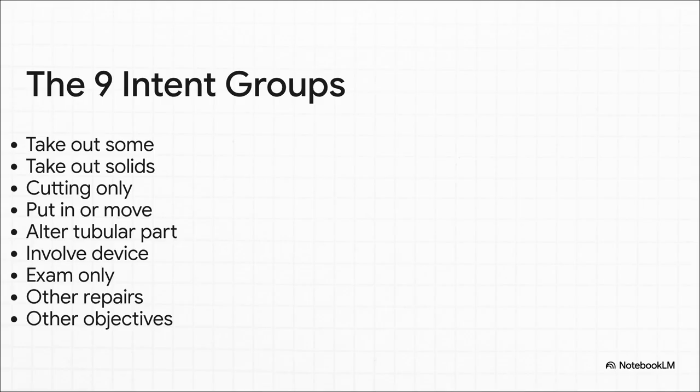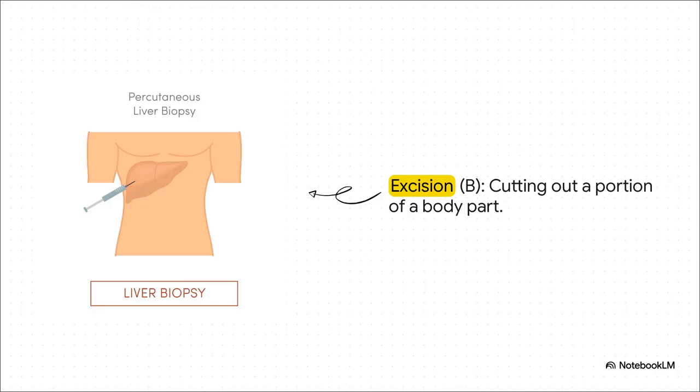Group 1 operations take out some or all of a body part. Group 2 takes out solids, fluids, or gases, and Group 3 involves cutting or separation only. Let's start by unpacking Group 1. First up is excision, which is represented by character B. This is defined as cutting out or off, without replacement, a portion of a body part. Think of a percutaneous liver biopsy, for instance. We're just taking a tiny sample, a portion.